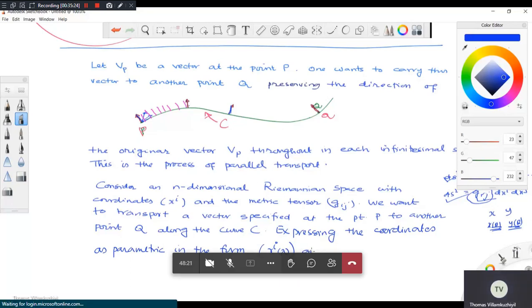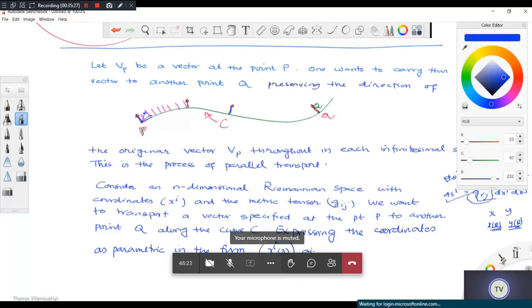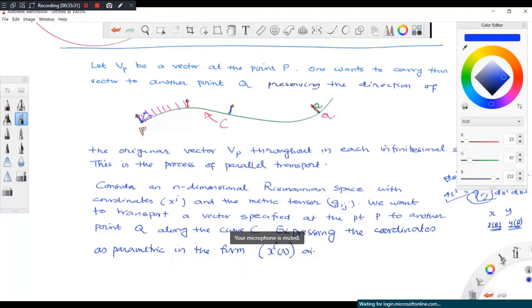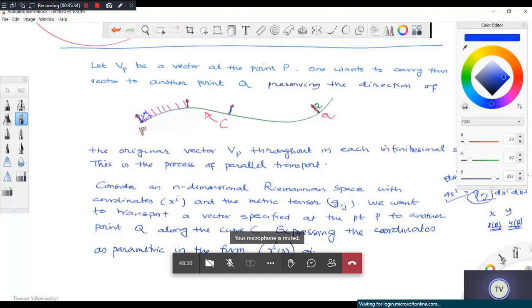Differentiating with respect to lambda, we get dV by d lambda. V is a function of lambda, so what will that be? The first derivative of Vj with respect to lambda, then Ej, plus Vj and dEj by d lambda.